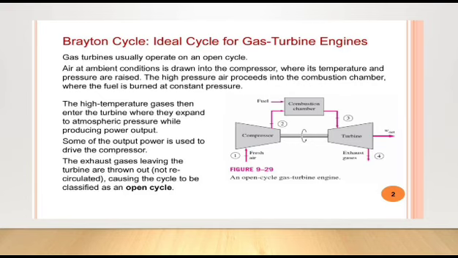The gas turbine usually operates on an open cycle. Air at ambient conditions is drawn into the compressor where the temperature and pressure are raised. The higher temperature gases then enter into a turbine where they expand to atmospheric pressure while producing a power output. Some of the output power is used to drive the compressor. The exhaust gases leaving the turbine are thrown out, causing the cycle to be classified as open cycle. The open cycle consists of the turbine, compressor and combustion chamber.